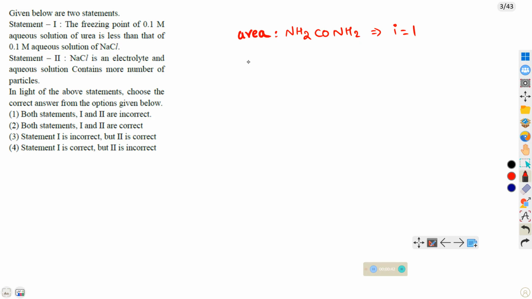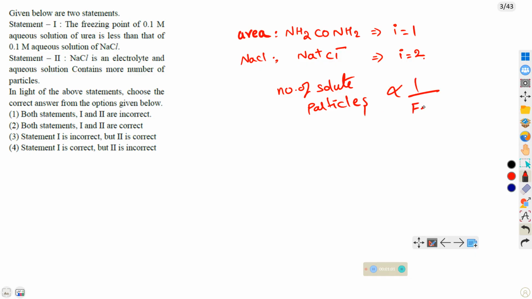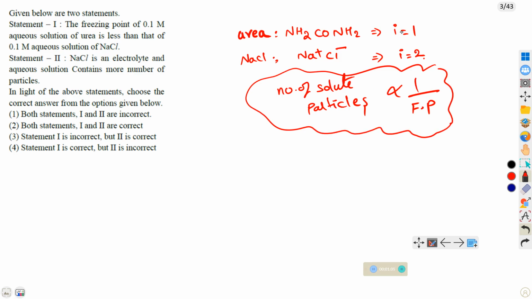NaCl. Sodium chloride dissociates into Na+ and Cl-. So the van't Hoff factor value is equal to 2. As the number of solute particles increases, the freezing point decreases. The number of solute particles is inversely proportional to the freezing point. So urea freezing point is greater than NaCl freezing point. Based on that, the first statement is wrong.